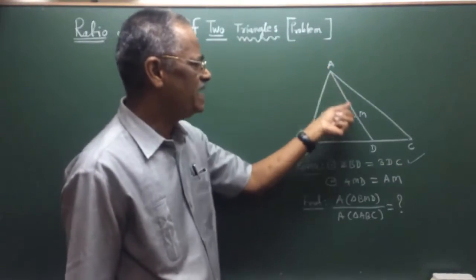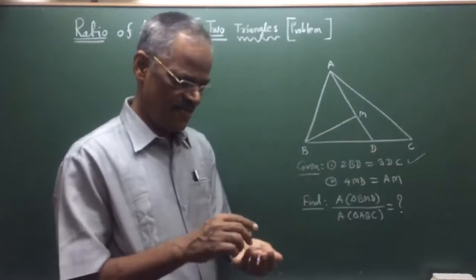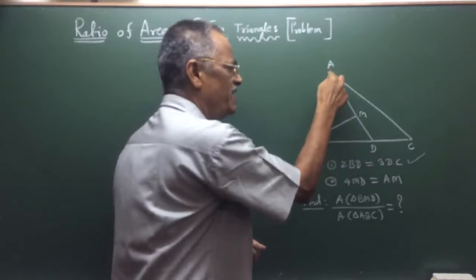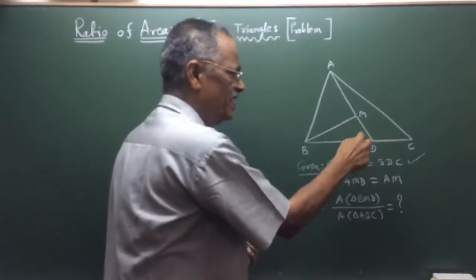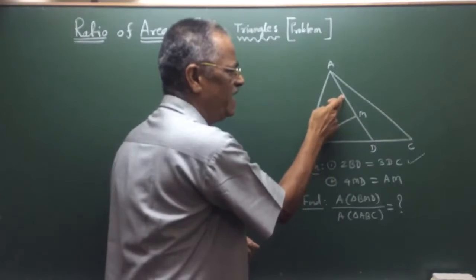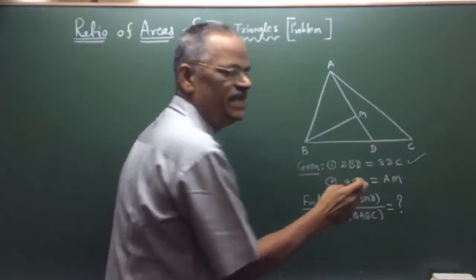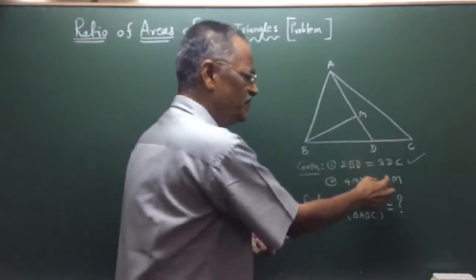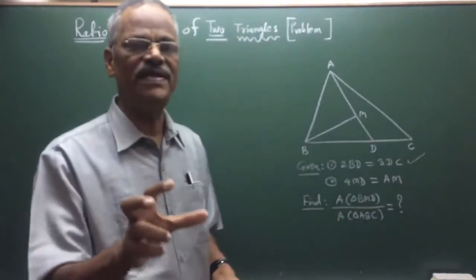Next, M is on the segment AD. And the relation between AM and MD is given: 4 times MD is equal to the length of AM. That is given in the problem.